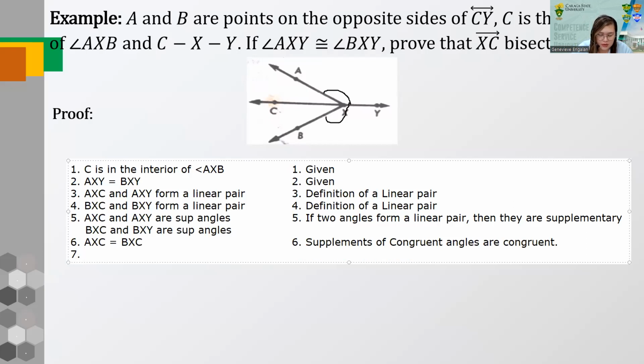Ito na ta sa atong conclusion. Si XC bisects AXB. So, unsa may atong rason? That is by definition of angle bisector. Okay, definition of an angle bisector.